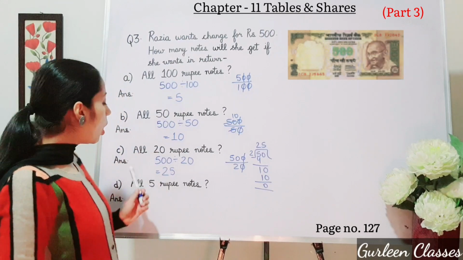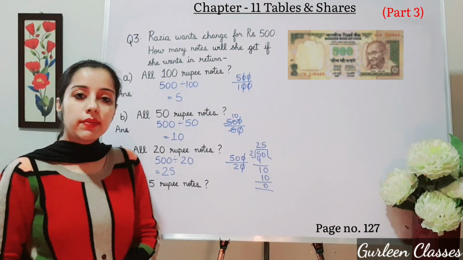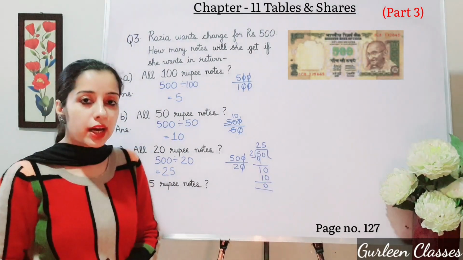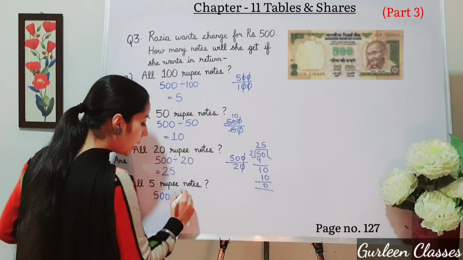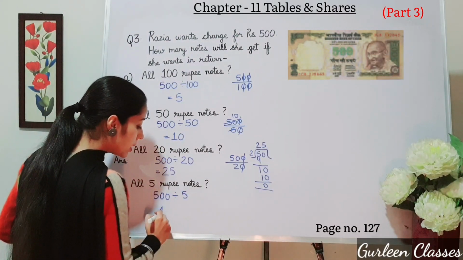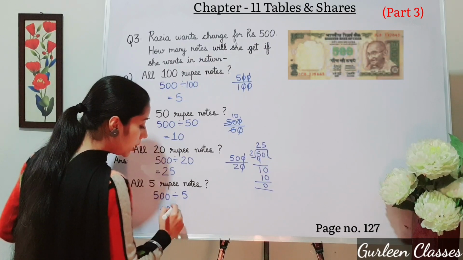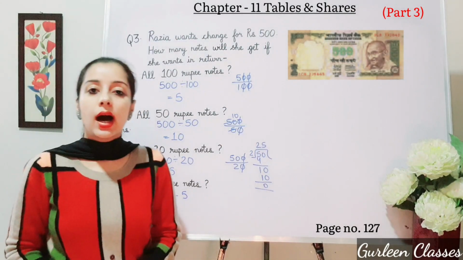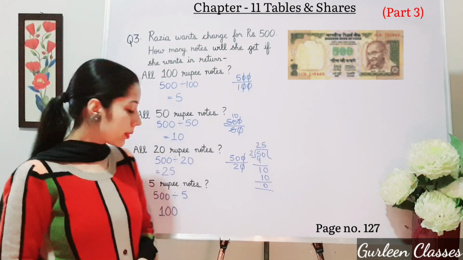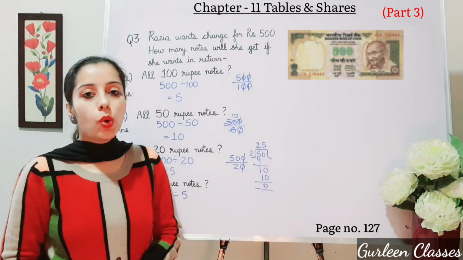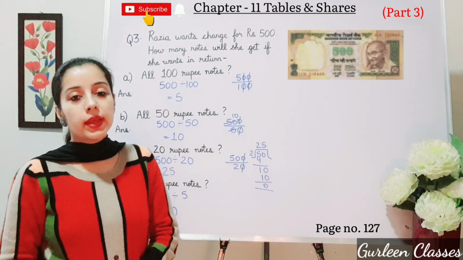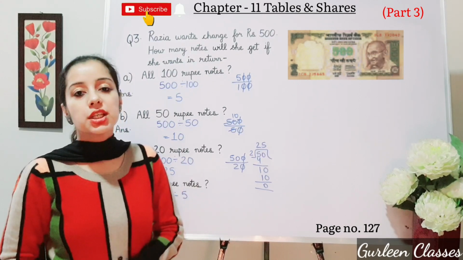Next, all 5 rupee notes. So here we will divide 500 by 5. 5 ones are 5. 0, 0. So Razia will get 100 notes of 5 rupee. So I hope students these questions are clear.